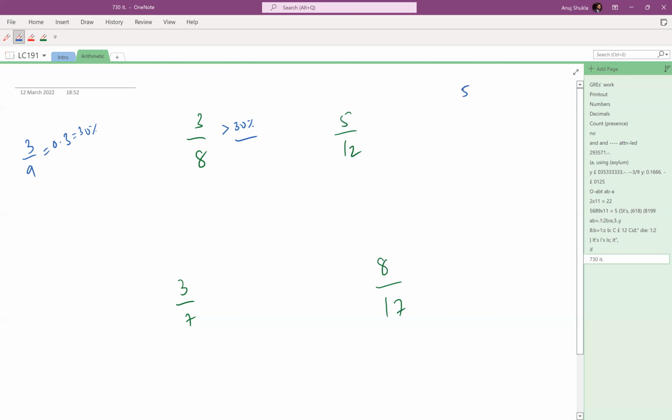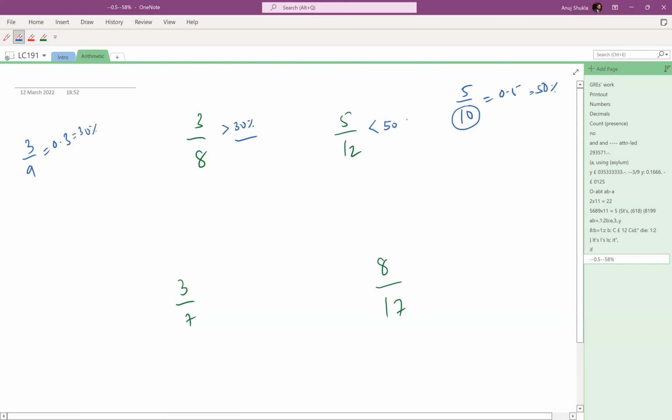5 by 12: 5 by 10 is 0.5, or you can say 50%. If you are increasing the denominator, what will happen? Can you say it is a little less than 50%? Because you are increasing the denominator.